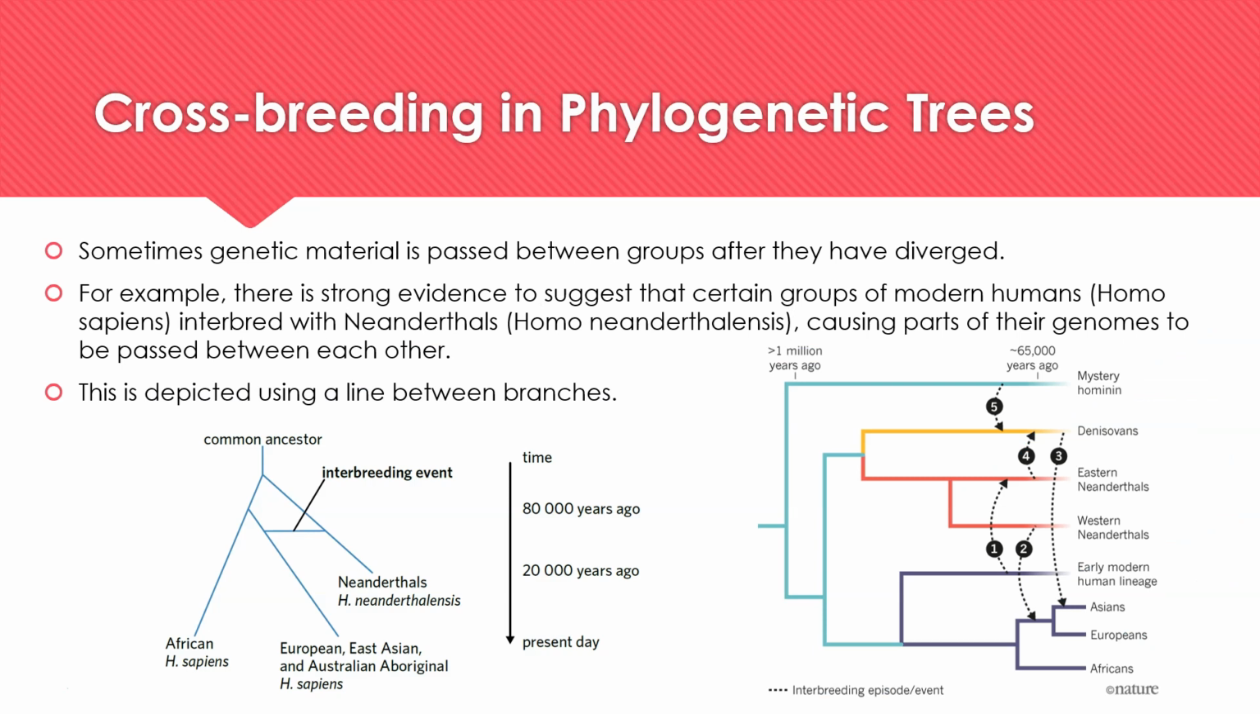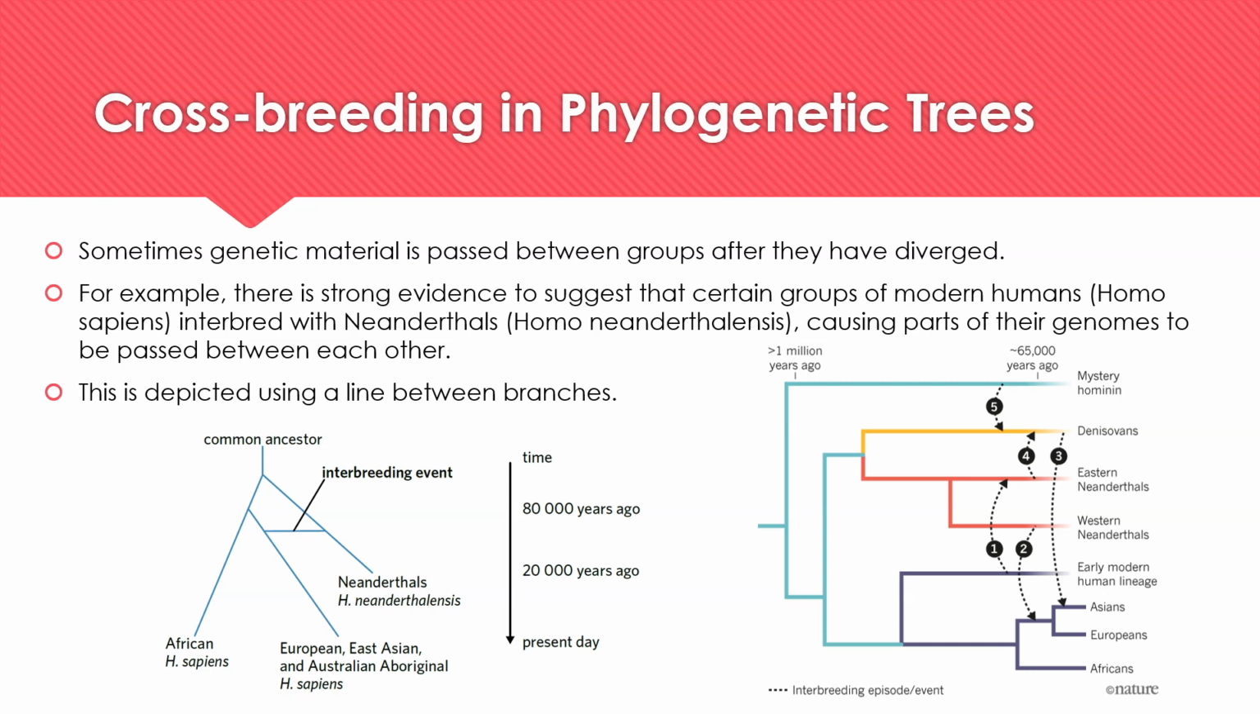And so even after groups have diverged, sometimes genetic material gets passed back and forwards. Particularly around human evolutionary history, there seems to be strong evidence suggesting that certain groups of modern humans, Homo sapiens, did interbreed with Neanderthals, also known as Homo neanderthalensis, which caused part of their genomes to be passed between each other. Now, this certainly causes questions as to whether or not they should be considered two different species, because we know that organisms of different species can't produce fertile offspring, and here, if they've had descendants come from these crossbreeding events, that would seem to imply that maybe they are the same species, not different species.